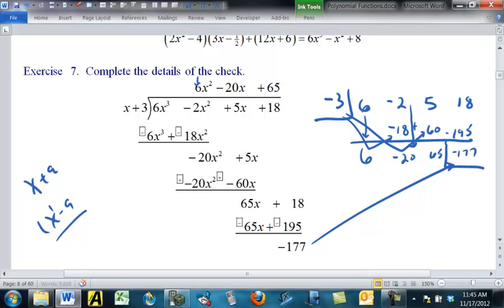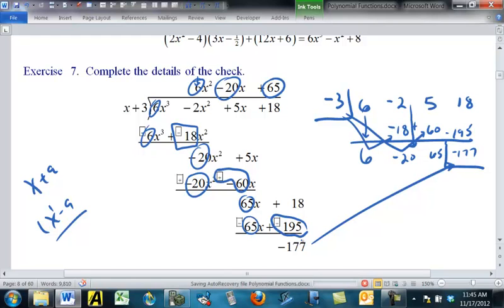Where's the 65? The 65 was here and here and here. The negative 20, that was here and here and here. The 6, that was all these places. The negative 18, that's right here. The positive 60, that's right there. The negative 195, right there. And so we've just condensed this down.